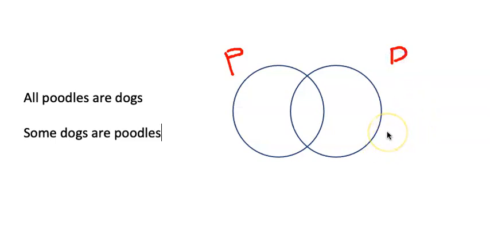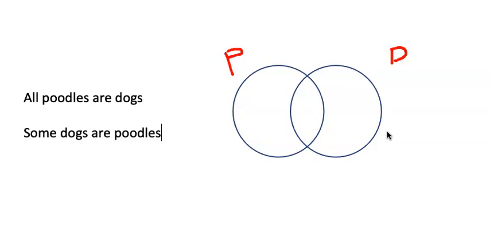So what do we mean when we label a circle? We're saying in this circle is the possibility, or anything that might have the property of being a dog, it's going to exist in this circle. Same thing with poodle. Anything that's going to have the property of being a poodle, it's going to exist in this circle.